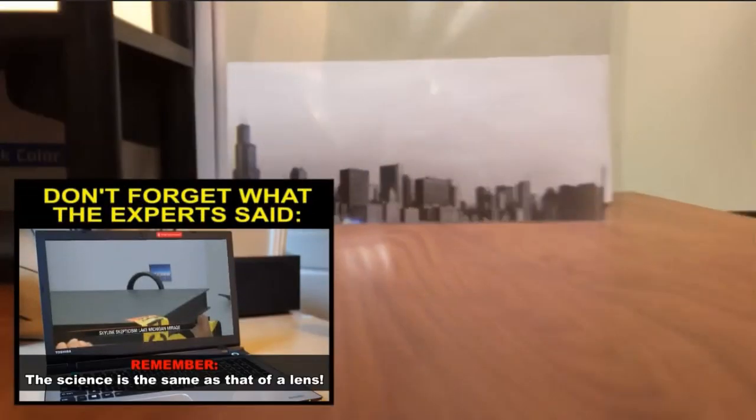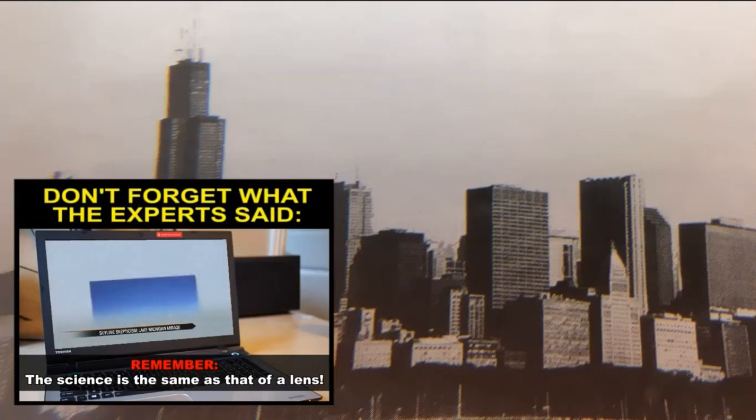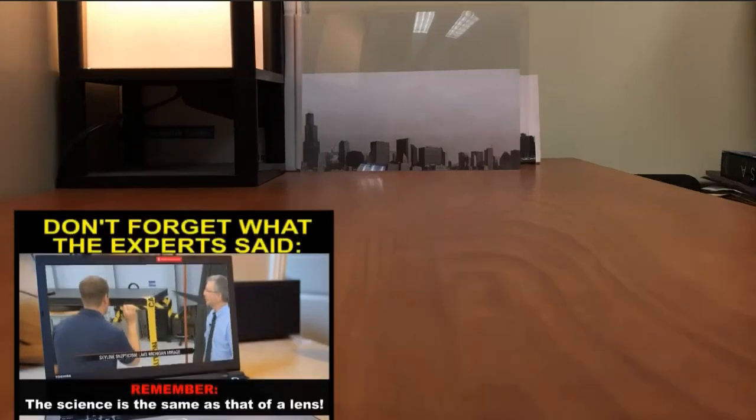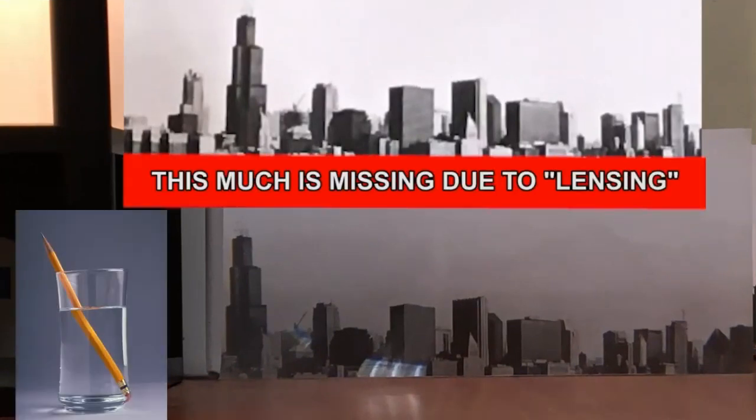The science is the same as that of a lens. The atmosphere really is acting like a lens, and this is how much of the city is missing due to the lensing effect, the magnification of the atmosphere. You're missing a good portion of the city just by pulling my iPhone back on a 3-foot long desk. That's how much I lost of the city.